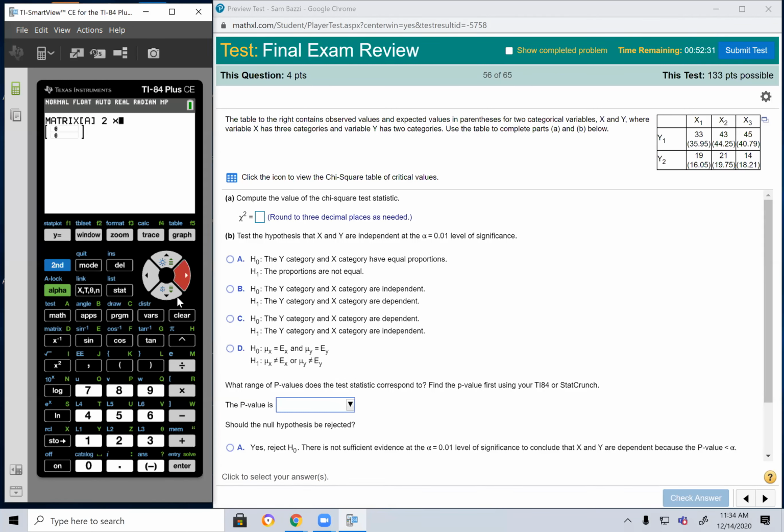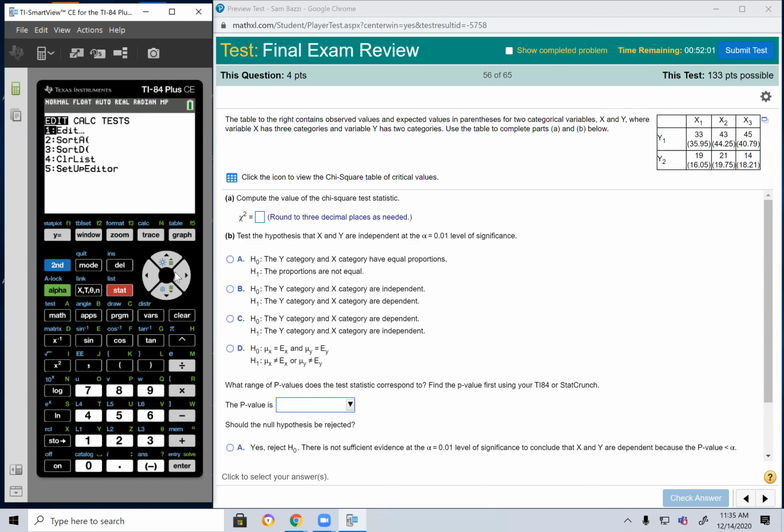2 and 3. Enter. And then you enter the observed values, not the expected values that are in parentheses, the observed values. 33, 43, 45, 19, 21, 14. And quit. That's it. Second and quit.